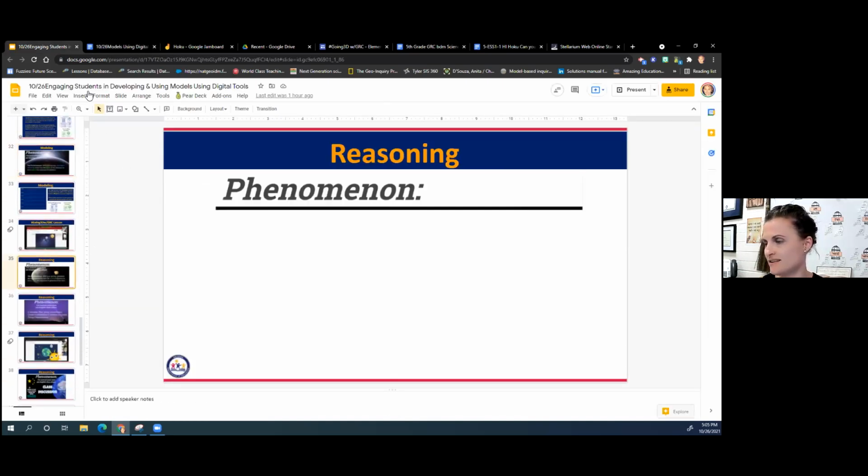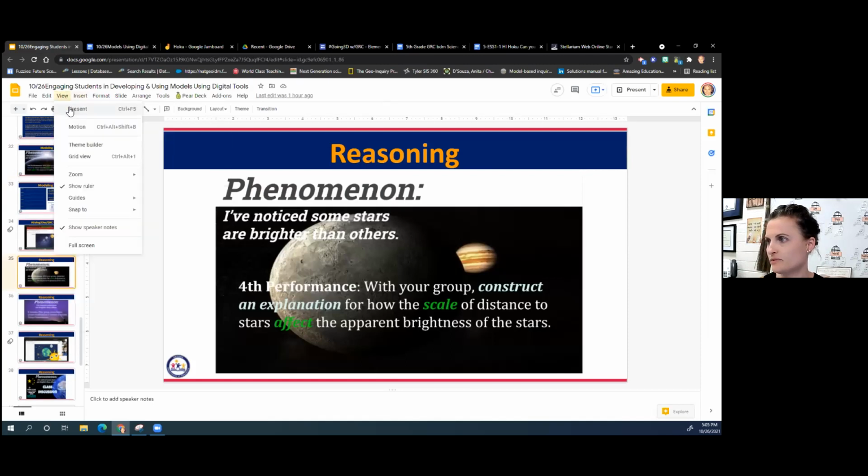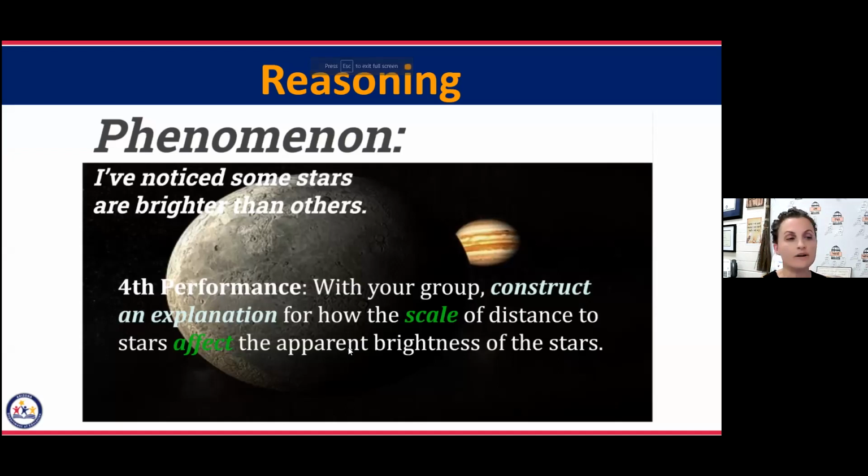So let me just share this. The last part of that, what you just saw, was the fourth performance. And so really, just to summarize, students work together as a group to construct an explanation for how the scale of distance to the stars affects their brightness. All of the groups had the same performance objective. They did it as a group and they shared it out whole group. That way there's equity in science education. Everyone is listening to this. Everyone is engaged with this.